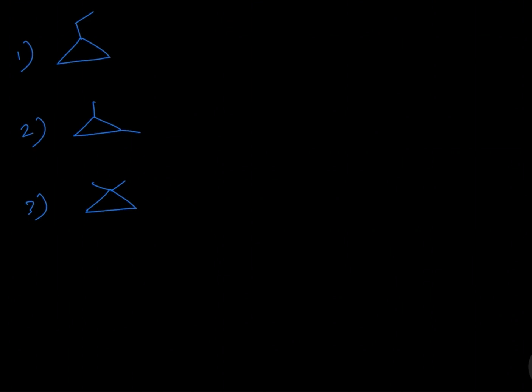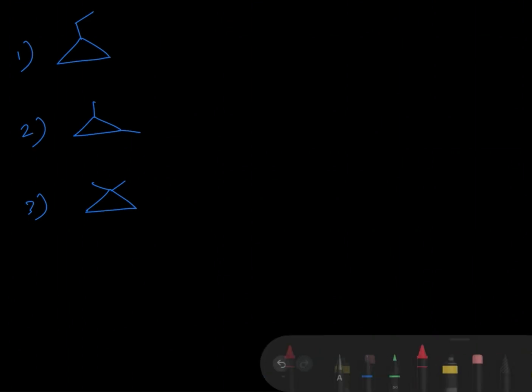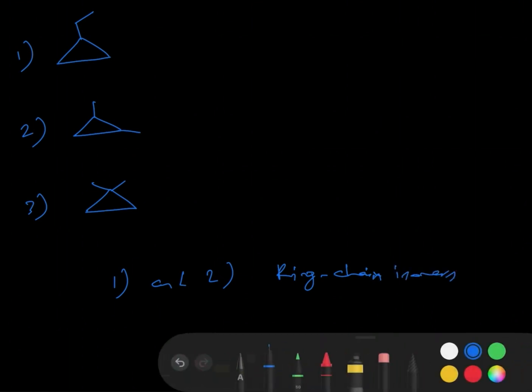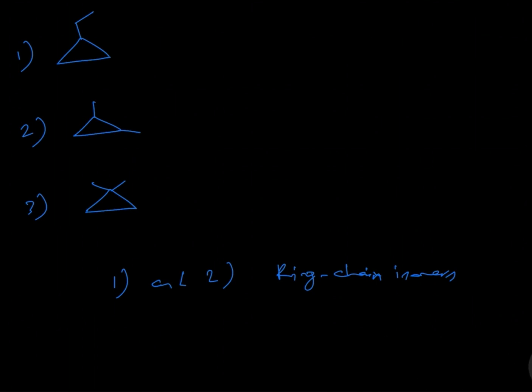How about here? Feel free to pause the video and try to work it out yourself. How about 1 and 2? 1 and 2 are ring chain isomers. Why? Because the substituent is different. Here we have an ethyl substituent in 1, ethyl cyclopropane. In 2, 1, 2 dimethyl cyclopropane, and here we have a methyl substituent.